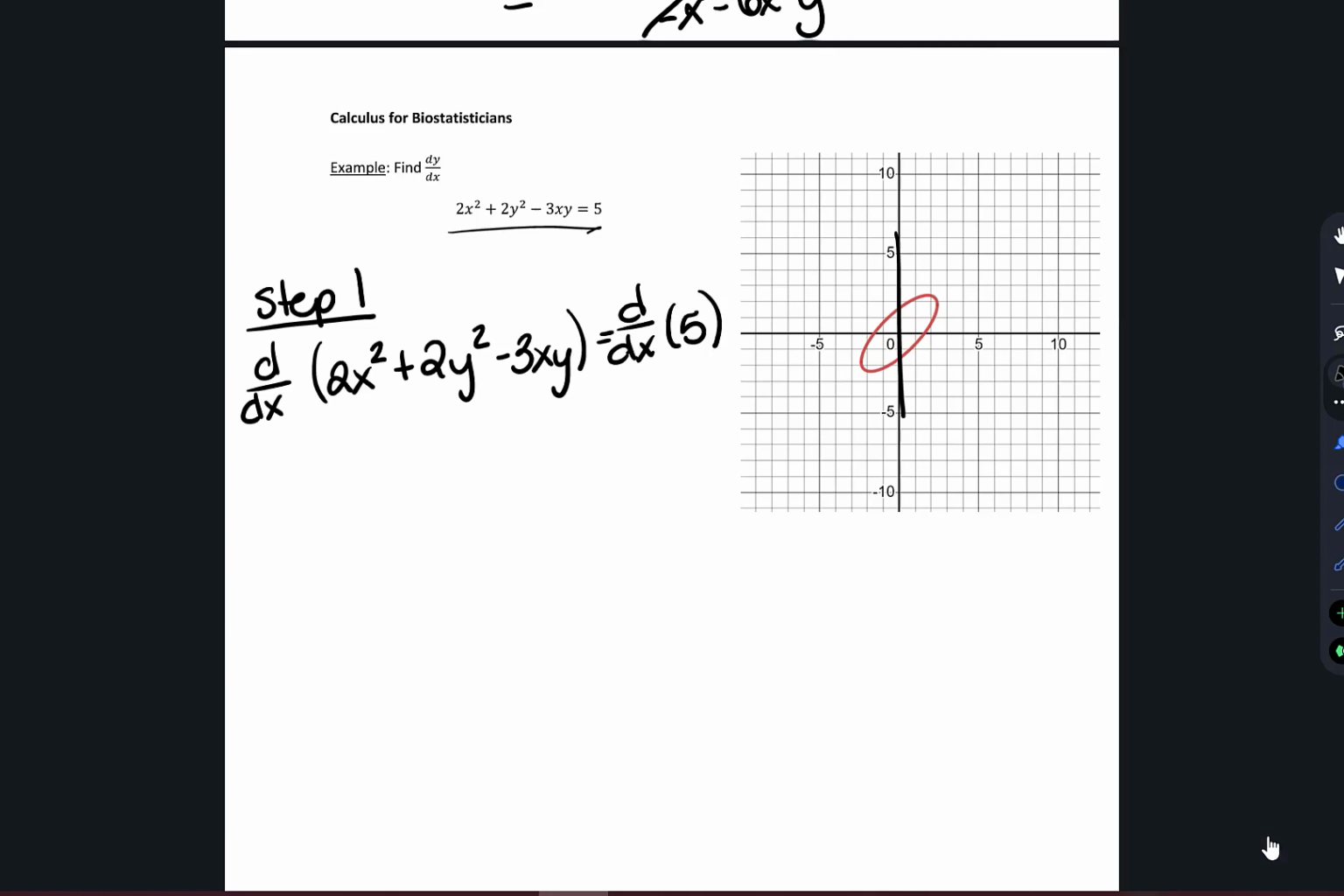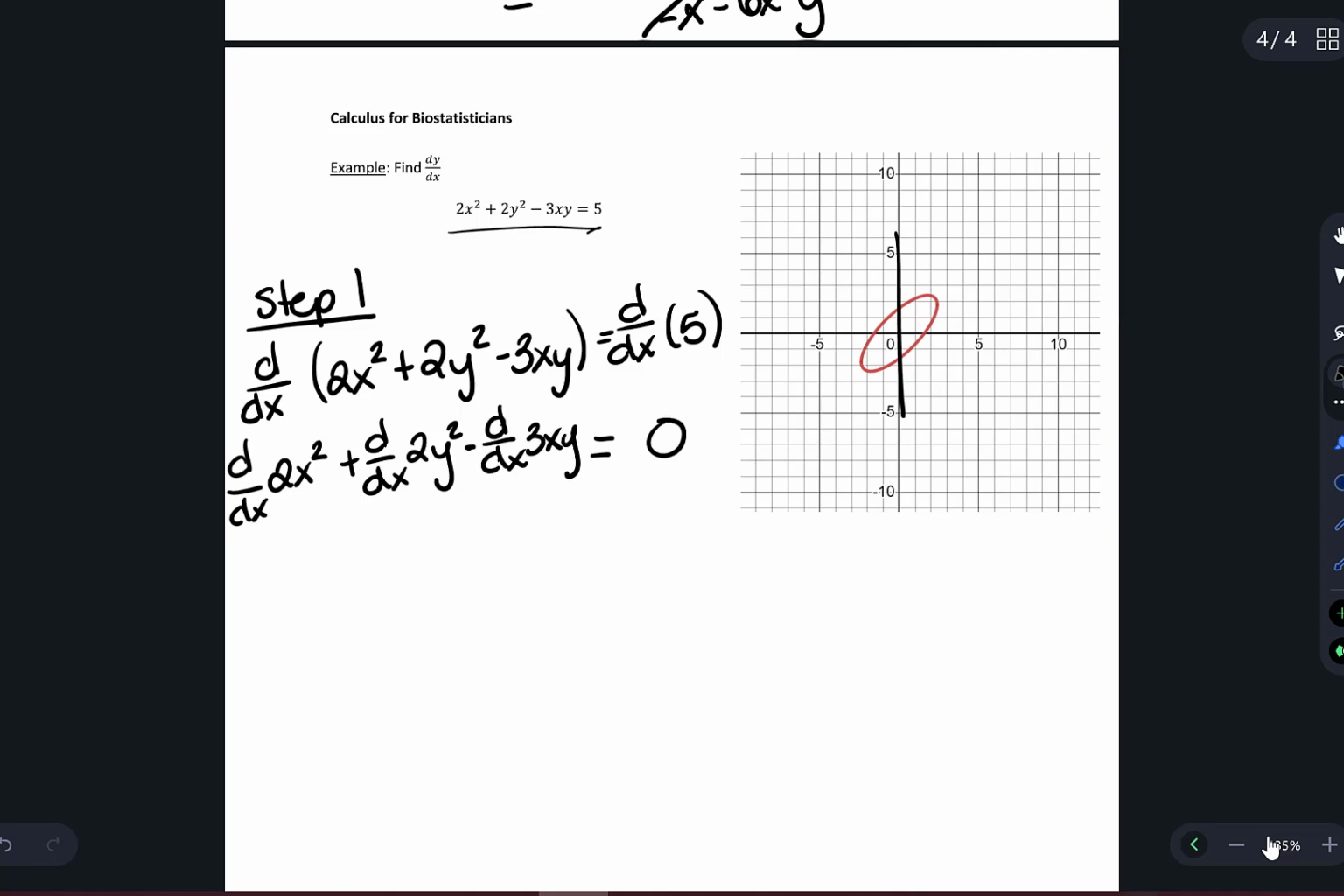So notice on the right hand side we have the derivative with respect to x of a constant, so that's just going to be 0. And then we know that if we're going to take the derivative of sums, that's equal to the sum of the derivatives.